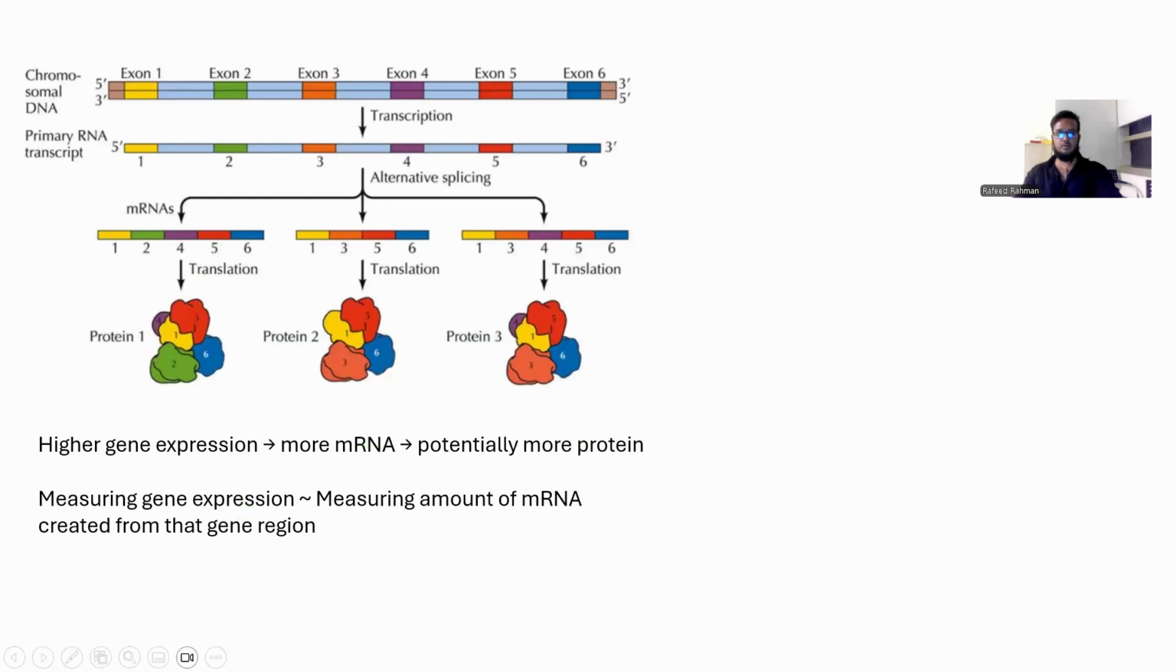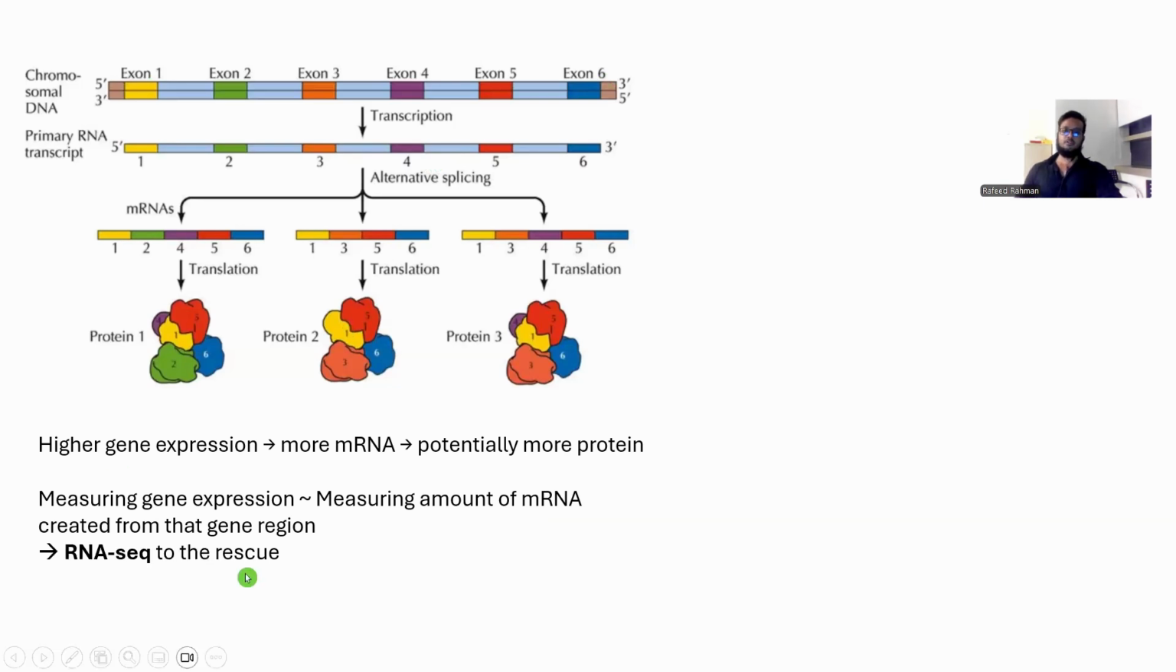So, if we want to measure gene expression, if we want to measure how active a gene is in a particular person or sample, then it is equivalent to measuring the amount of mRNA created from that gene region. If this gene region is highly expressed, then a lot of messenger RNA will be created from it. And if we can measure the amount of mRNA created from each gene region, we can indirectly measure gene expression. That is the basis for RNA-seq, and RNA-seq will come to the rescue.